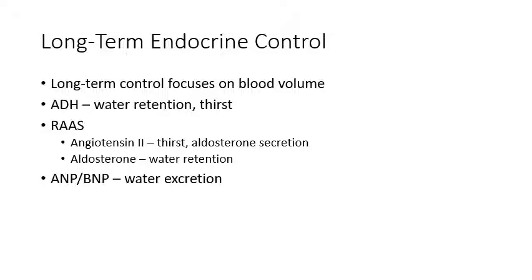ANP and BNP will do the opposite thing to the kidneys. They cause excretion of water to increase, so you're going to produce more urine and your blood volume will go down, and that decreases blood pressure, again, easing strain on the heart.